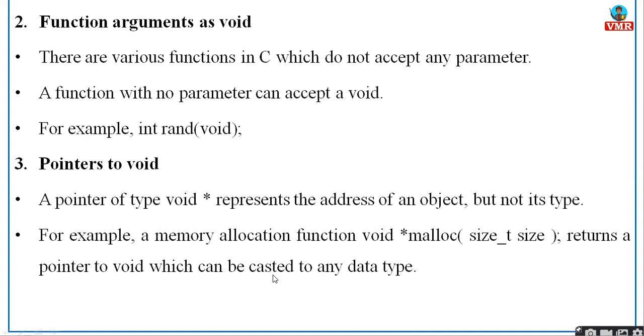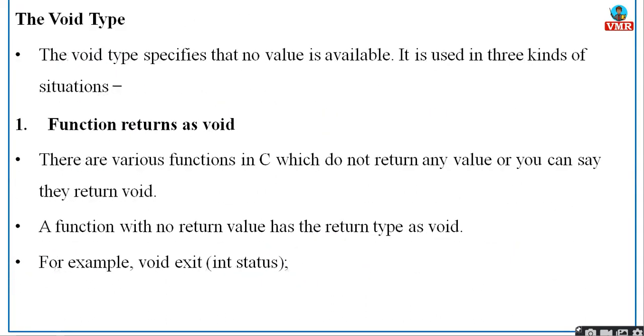Okay, so that is nothing but your void exit. So exit is a function. It is not going to return any value. So I had used this keyword void, and it is taking some value as input of data type int and then semicolon. So this is nothing but your function declaration. Okay, so this is regarding your void type.